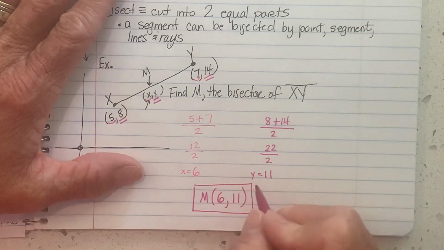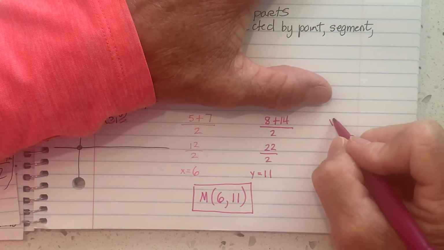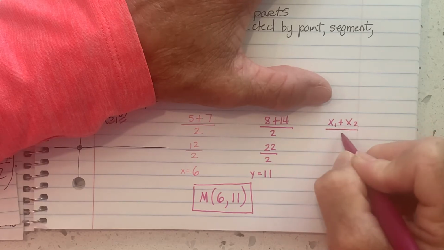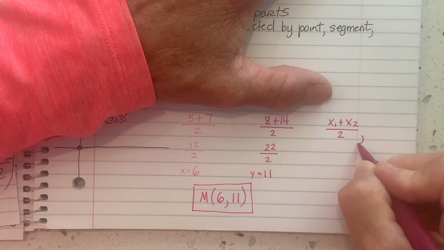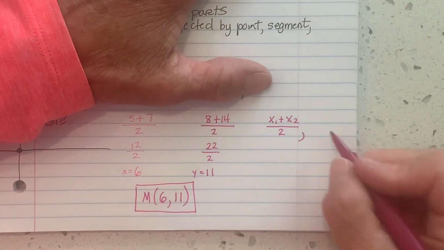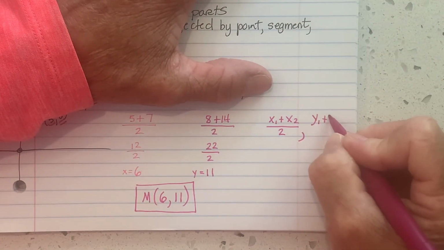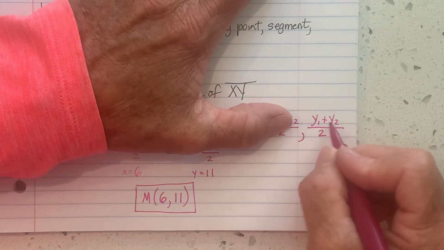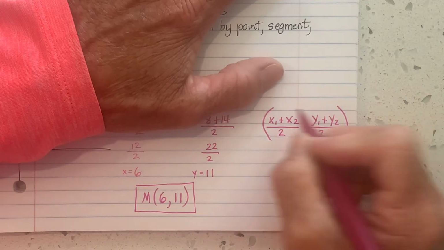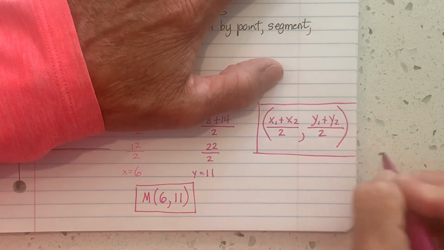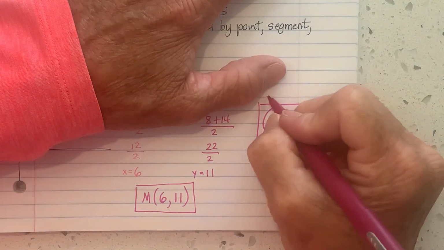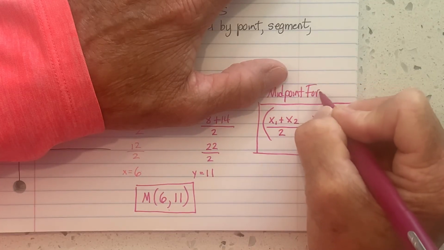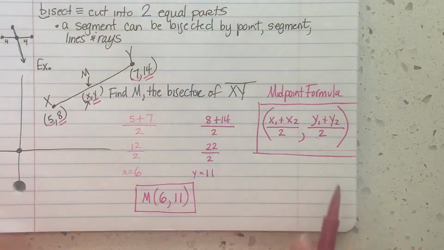So M, the midpoint or bisector of that segment, is going to be located at the ordered pair 6, 11. If you wanted a formula for what we just did, we were looking for an ordered pair. We found the x coordinate of that ordered pair by doing that, and in order to find the y coordinate of that ordered pair, we did the same thing, except we did it with the y coordinates. And in the end, we had an ordered pair for our midpoint. So this is still the midpoint formula. It's just for when we're in the coordinate plane.